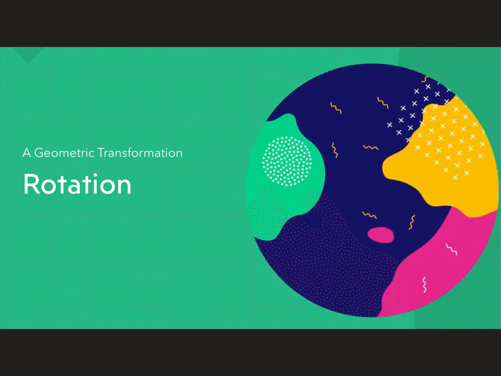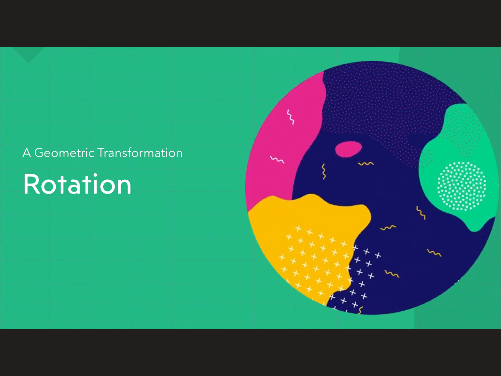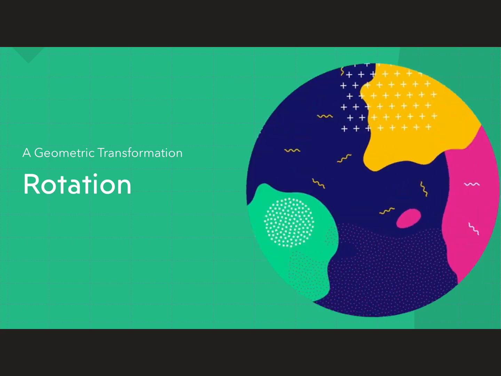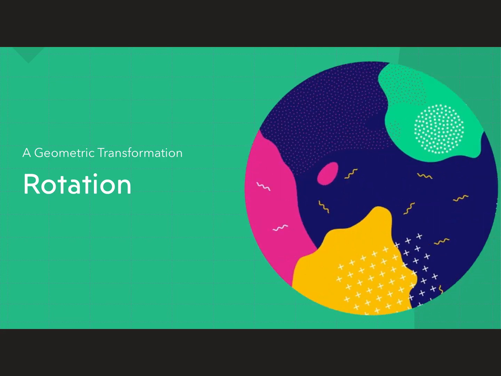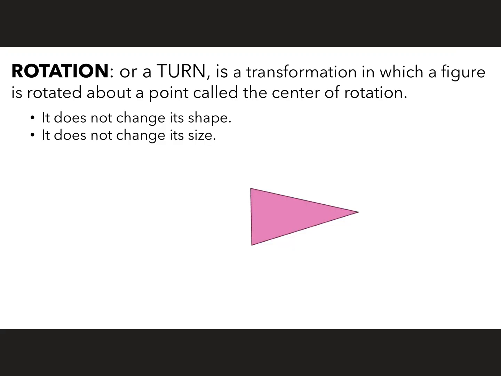Today I'm going to talk to you about rotations, what they are, as I think you can probably see already from my screen, and how to do them on a coordinate plane. A rotation, or you can call it a turn, is a transformation in which the figure is rotated about a point called the center of rotation.